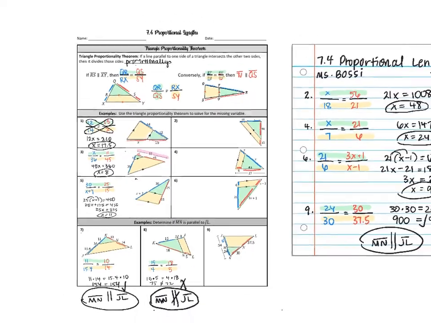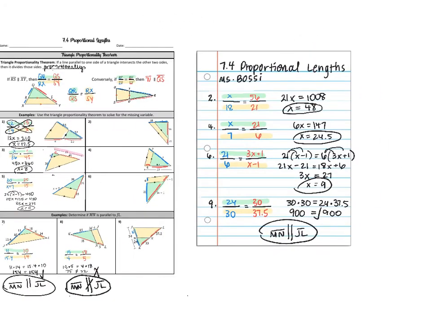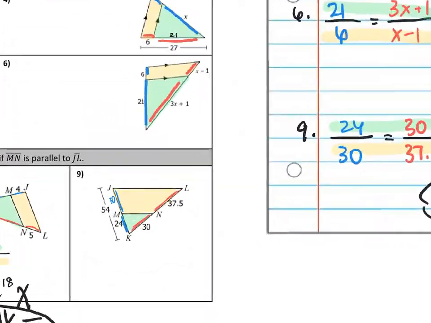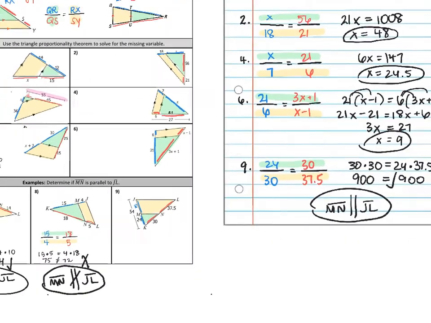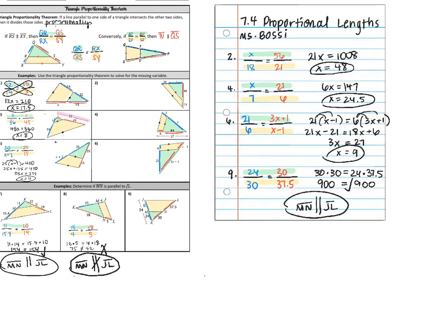Okay, here's your solution. So I found that the lines were parallel. First, I had to subtract the 54 and the 24 to find the distance of JM. Then I was able to use that to set up my proportion. And cross multiply, we find that they give us the same value. Therefore, line MN is parallel to JL.